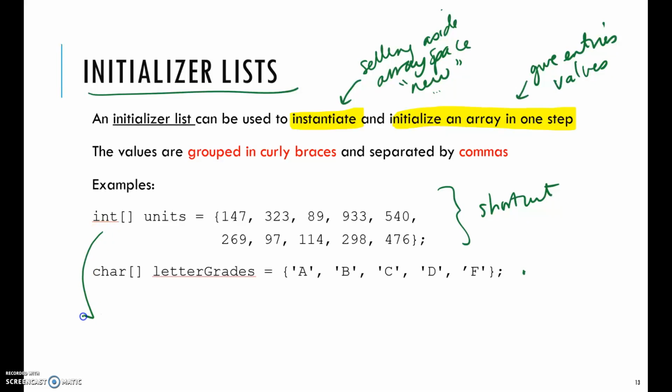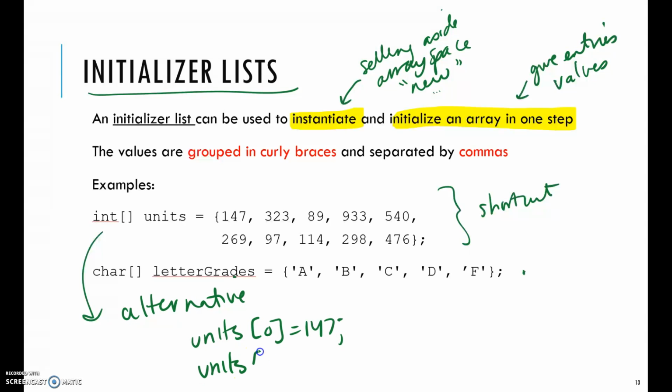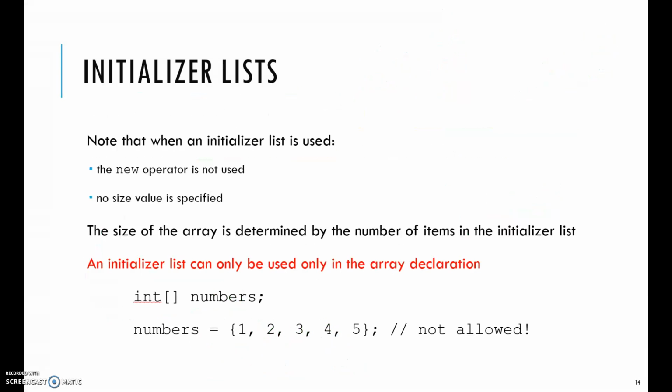If we did not use the initializer list, the alternative is rather tedious. I would have to say units 0 equals 147. Units 1 equals 323, and so on. And if we know all of those values to begin with, that's a rather tedious process to do. It's important to note that when we use an initializer list, the new operator is not used and no size is specified. The size is determined by the number of items in that list.